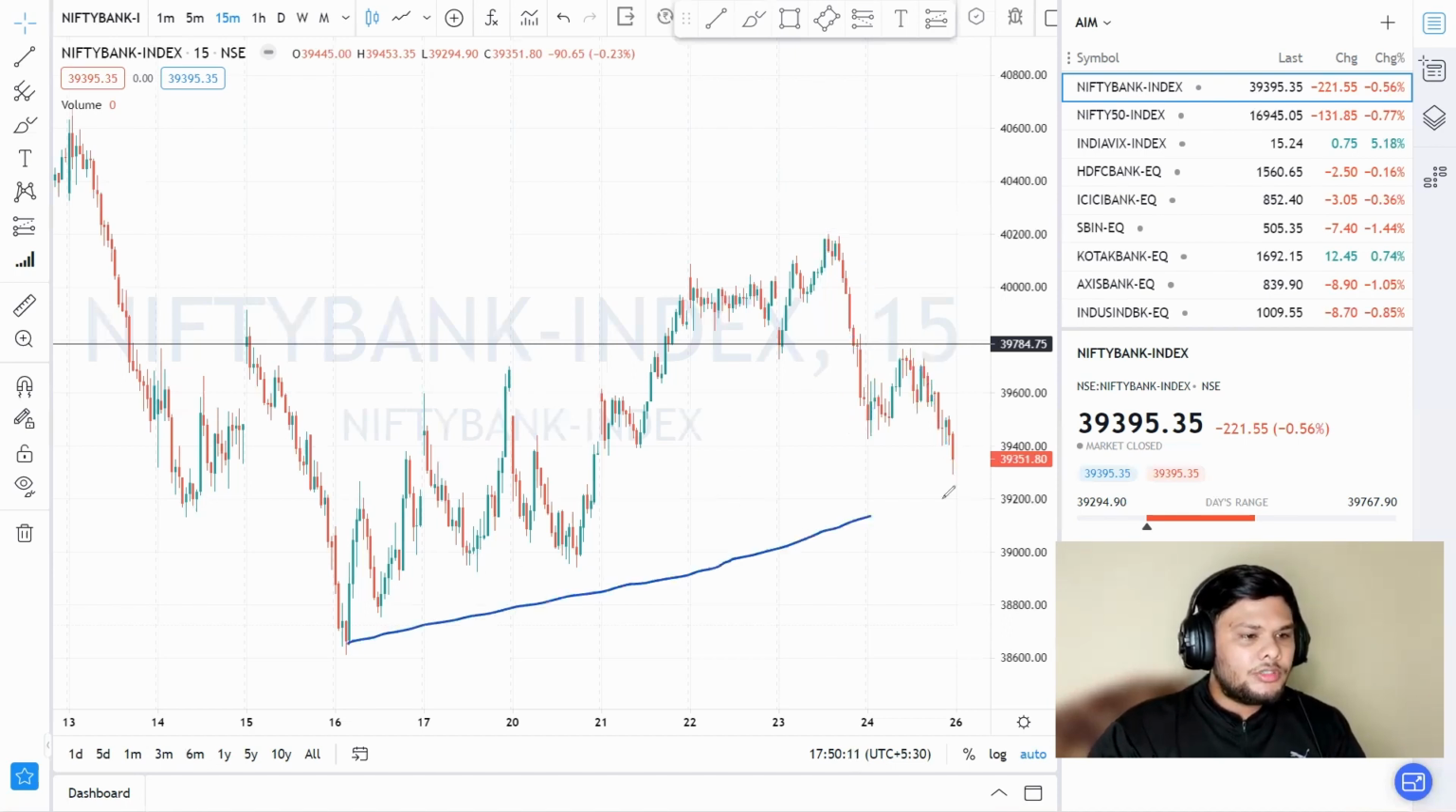As I said, we need to take a trade for selling if it opens flat or if it trades below 39,200, because previously we have seen that 39,200 or 300 acts as a major support level. So if it closes below that, then we can take a trade for selling.